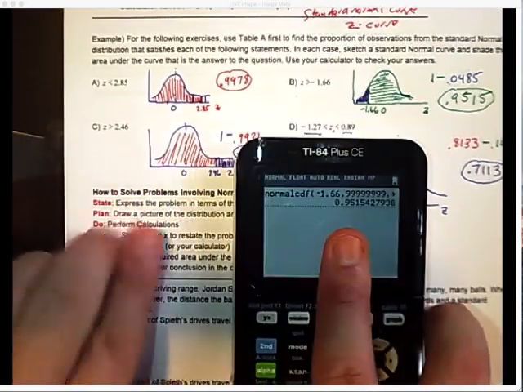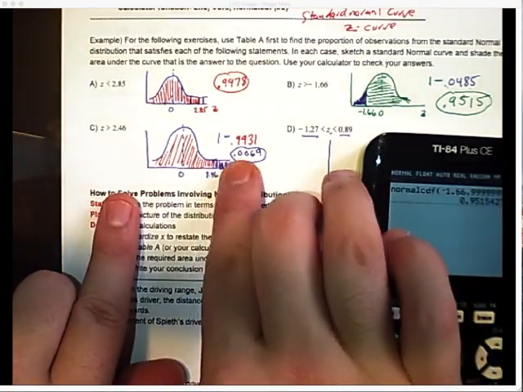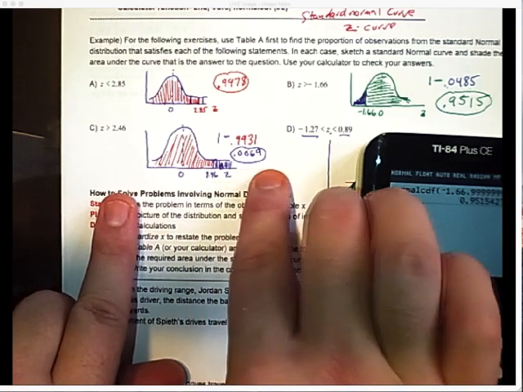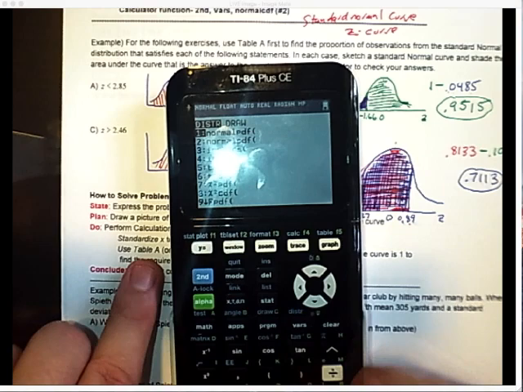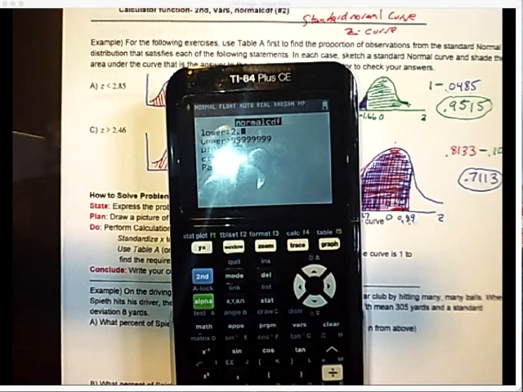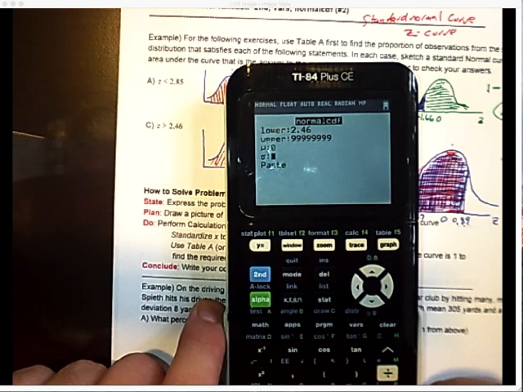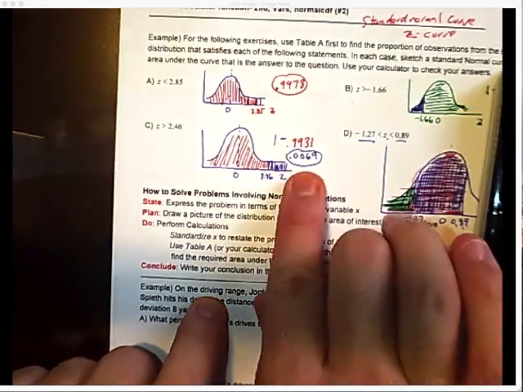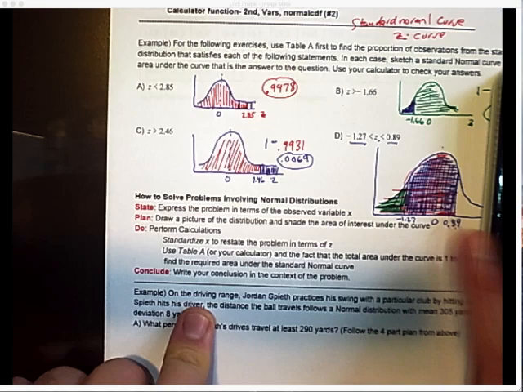Okay. The next one, we're trying to get this blue area from a z-score of 2.46 to a z-score out to infinity. Okay. So we're going to go from 2.46 out to infinity. 0.0069. 0.0069. You can even do it between two z values.